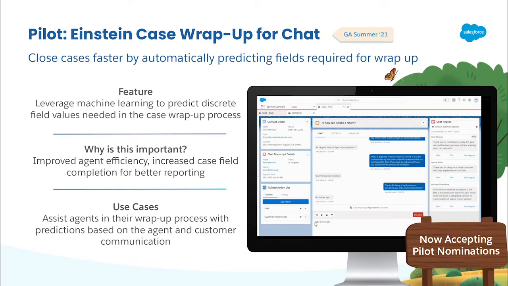Einstein Case Wrap-Up will remain a pilot program in this release. We are really excited about the feedback we have received from a pilot customer. Einstein Case Wrap-Up analyzes the content of chat transcripts and related objects, and it provides recommendations to agents when they wrap up a chat. Einstein Case Wrap-Up leverages machine learning to predict field values needed in the case wrap-up process. It improves agent efficiency and the case field completion for better reporting.